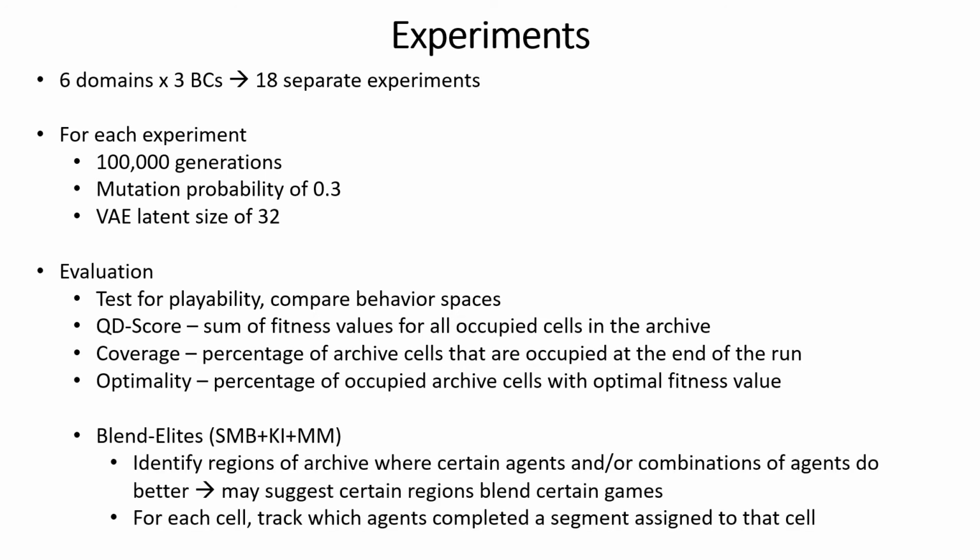Additionally, for blend elites, we wanted to see if there are regions of the archive where certain agents and/or combinations of agents do better. So if levels from certain regions are playable by a certain set of agents, that may indicate that those regions blend those specific games. So in the blend elites case, for each cell in the archive, we kept track of which among Mario, Icarus, and Mega Man agents were able to complete a segment that was assigned to that cell.